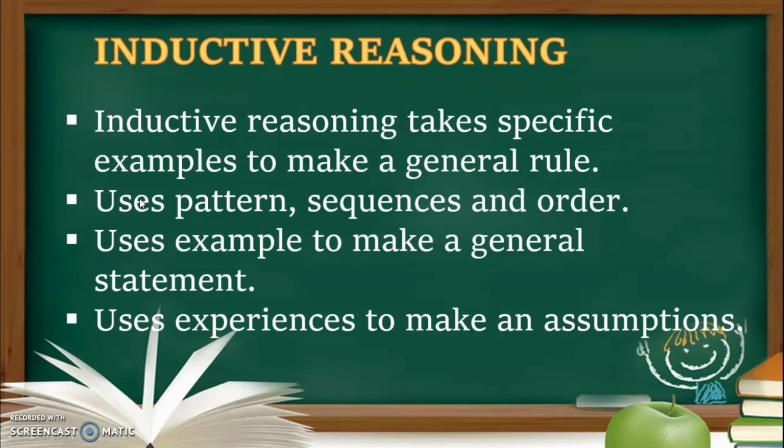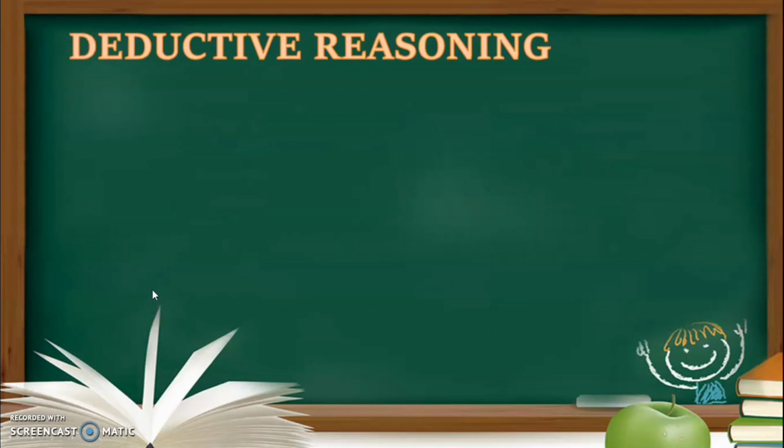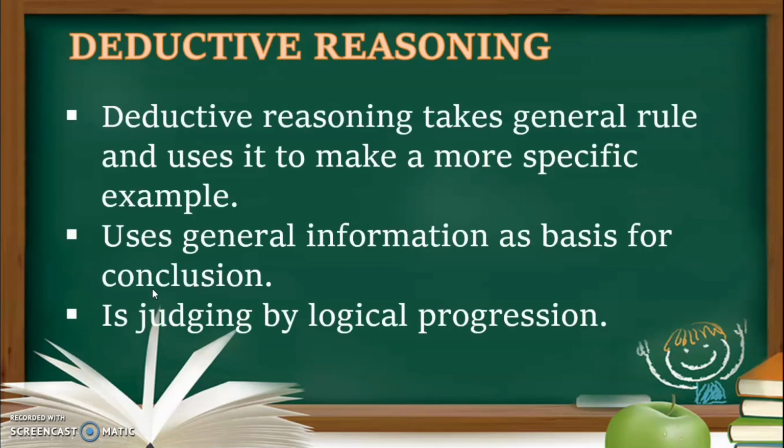So, inductive, summarize natin, inductive reasoning. Inductive reasoning takes specific examples to make general rule. Uses patterns or sequence and order. Then, uses examples to make general statements. It uses also experiences to make an assumption. Ito yung conjecture. While deductive reasoning takes general rule and uses it to make more specific examples. Uses general information as basis for conclusion. And is judging by logical progression.